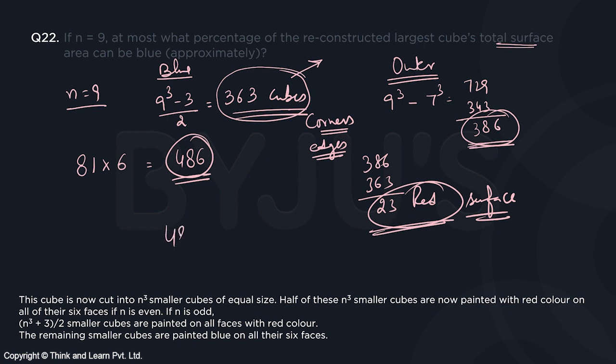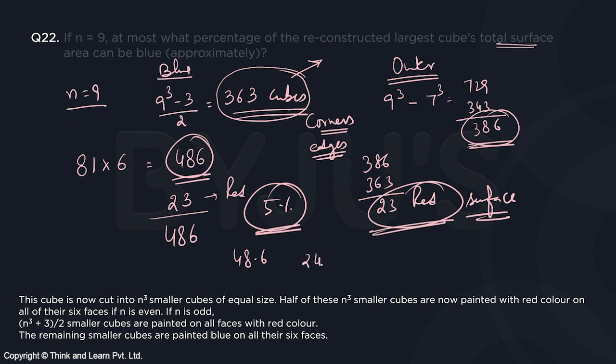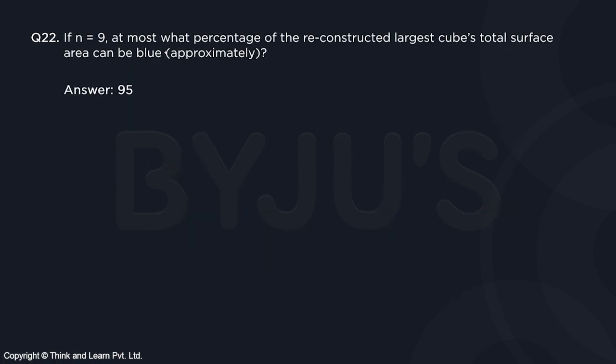So out of 486, 23 faces are red, which is approximately 5% of the total, right? Because 10% of the total is 48.6. 5% of the total is 24.3. This 23 is very close to that. So approximately 5% of them are red. Question is asking at most how many can be blue. So red minimum are 5%. So blue maximum can be 95%. And that is the answer for question number 22.